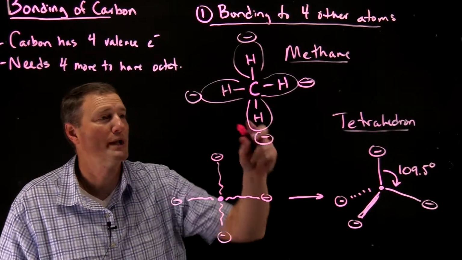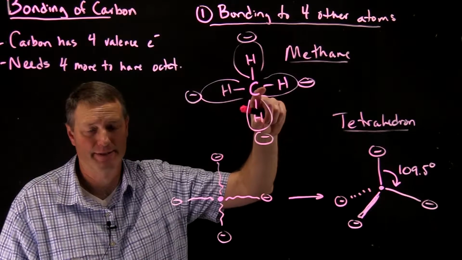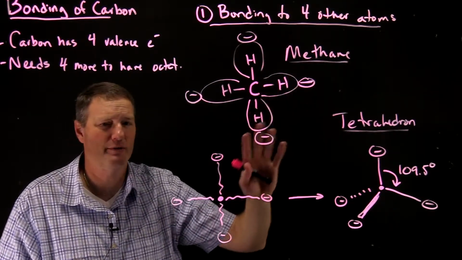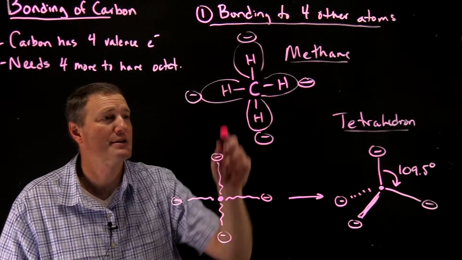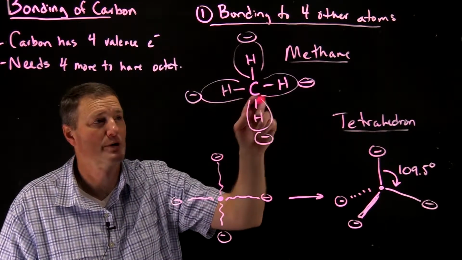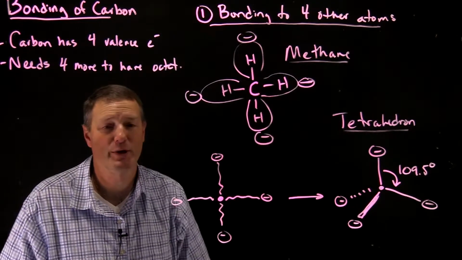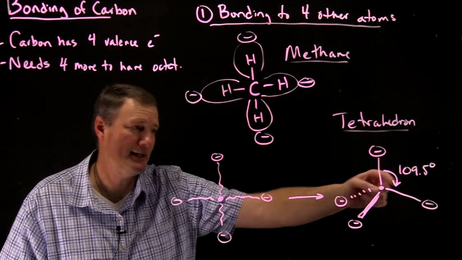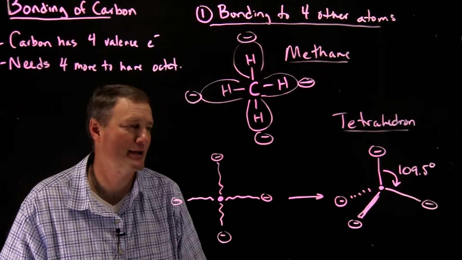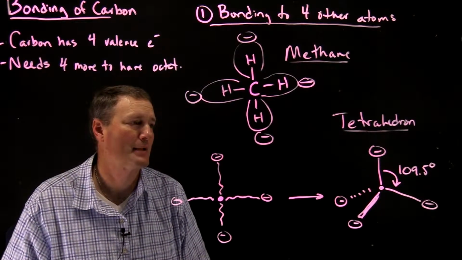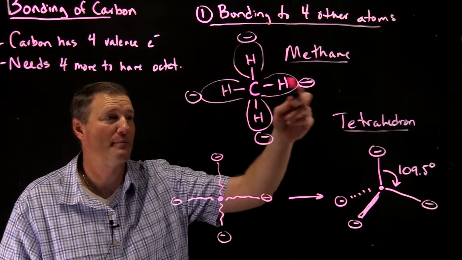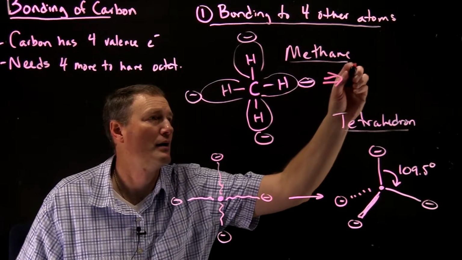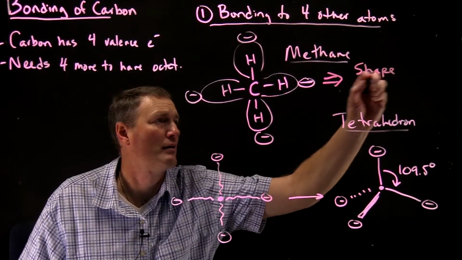So carbon, when it's bonded to four other atoms, regardless of whether they're hydrogens or other carbons or nitrogens or whatever might be bonded, when there are single bonds like this, so four single bonds, this central carbon is going to adopt this tetrahedral shape. And the key number to remember with this is this 109.5 degree bond angle. So a molecule like methane has an overall shape called tetrahedral.